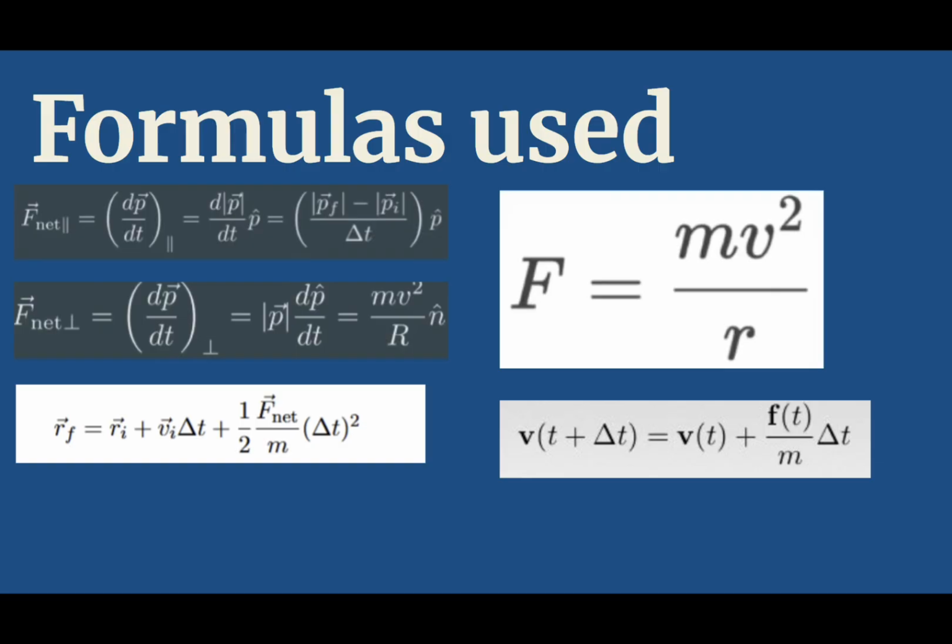Here are the formulas I used. I used the FNet parallel formula and the FNet perpendicular formula, and those two formulas added together give you the net force, which is equal to mv squared over r. I also used the position update formula and the velocity update formula in my code.